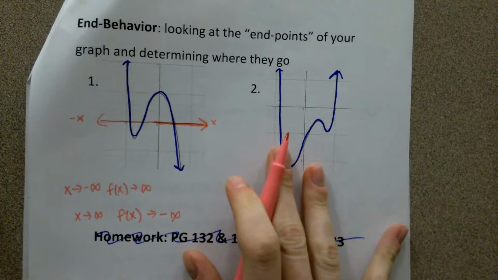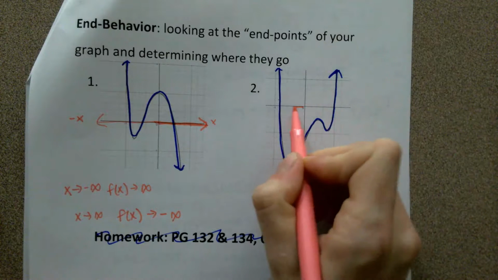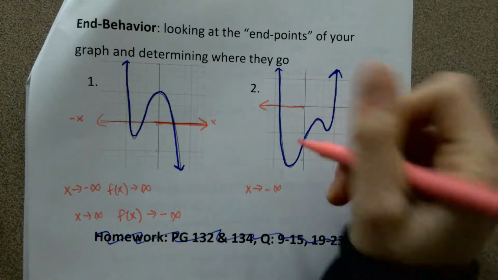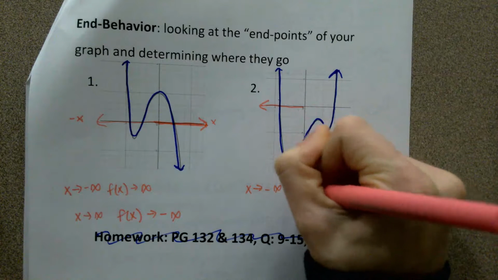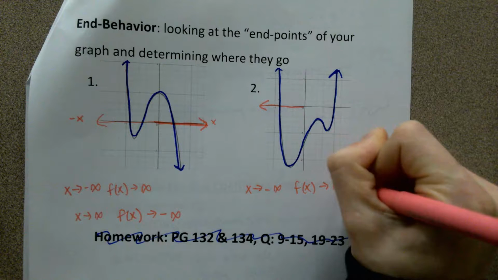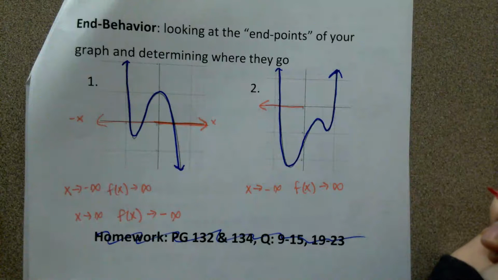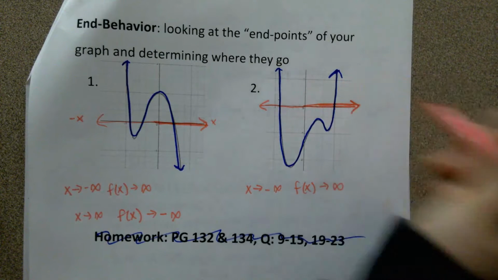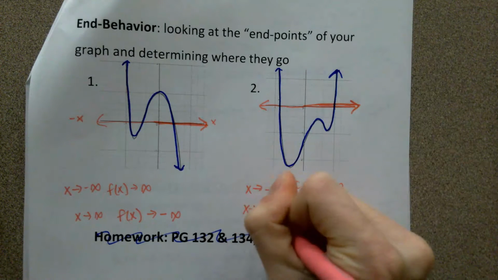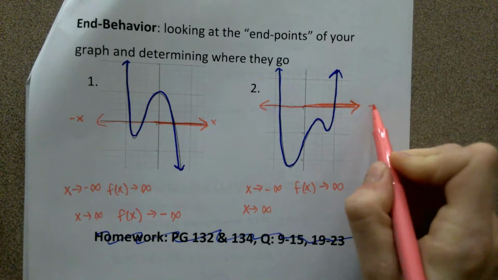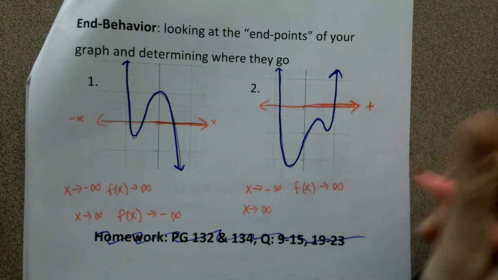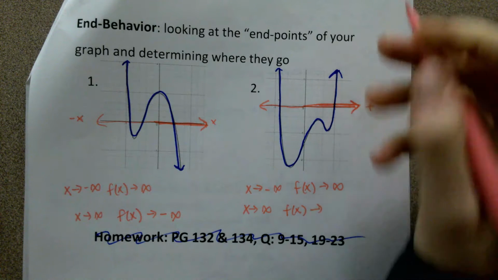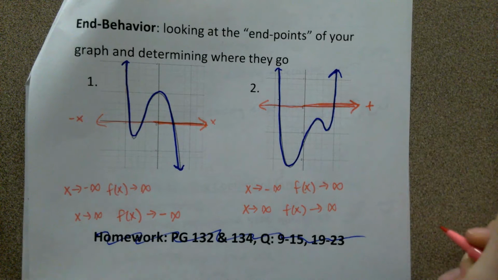So for this one, as we move in the negative direction, as x is approaching negative infinity, my f of x is once again approaching positive infinity. It's going up forever. Then as we move in this direction, as x is approaching positive infinity, it's going in the positive direction forever. My f of x, my function, my graph is going up forever, so it is also approaching positive infinity.